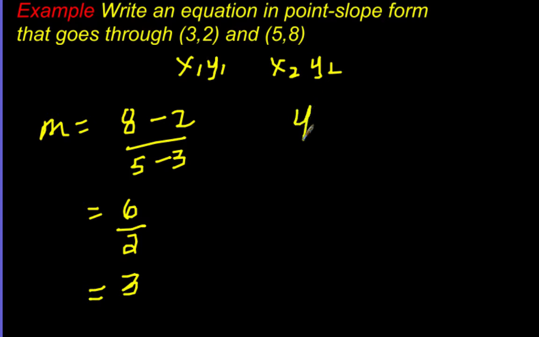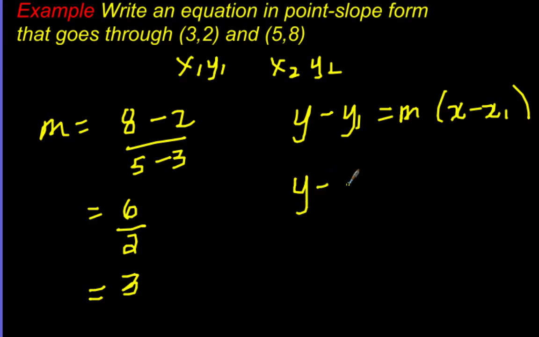Now I can write my equation, y minus y1 equals m times the quantity x minus x1. So now it's a matter of substitution. I can use either ordered pair. It does not matter. I'll go ahead and throw the 3 in there now. I always use the first one I write down, which in this case is 3, 2. Our y1 value is 2, our x1 value is 3. So there is our equation in point slope form.